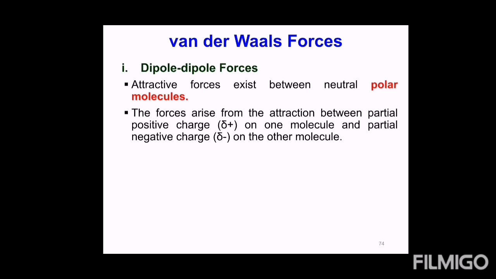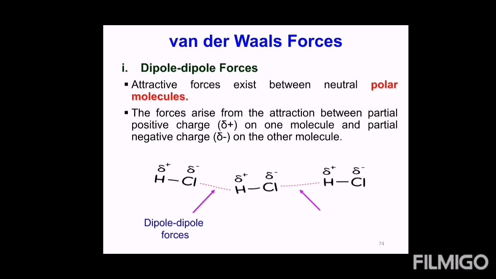Alright, the forces arise from the attraction between the partial positive charge on one molecule and the partial negative charge on the other molecule. Let's take HCl as an example. As you know, between H and Cl, H is less electronegative compared to Cl. Cl is more electronegative. So we can say the partial negative charge is situated at the Cl, meanwhile the partial positive charge is situated at the H. Alright, between HCl and other HCl.